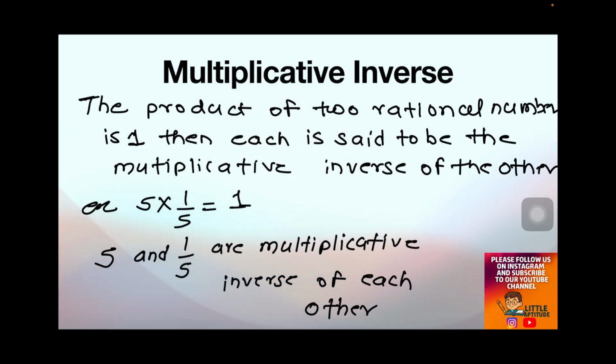Other example, 1 by 13 into 13. This 1 by 13 into 13, the multiplication comes 1. So 1 by 13 and 13 are multiplicative inverse of each other. So this is all about additive inverse and multiplicative inverse.